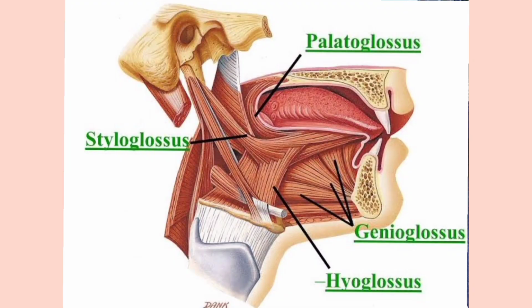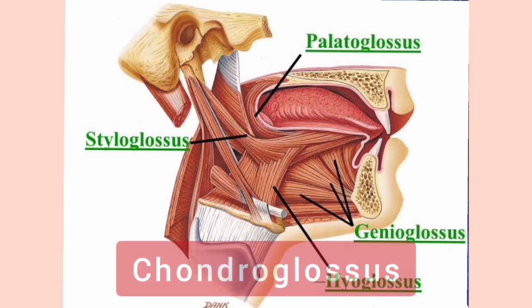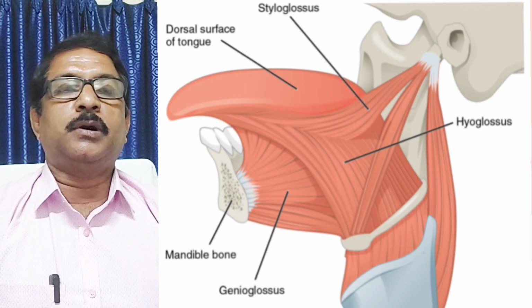So let us discuss what are the extrinsic muscles. There are four pairs of extrinsic muscles mainly, and these are genioglossus, styloglossus, palatoglossus and hypoglossus. And another muscle also there called chondroglossus, and that is the muscle which is the part of the hypoglossus. So mainly there are four pairs, and including chondroglossus there are 5 pairs. Let us discuss one by one.